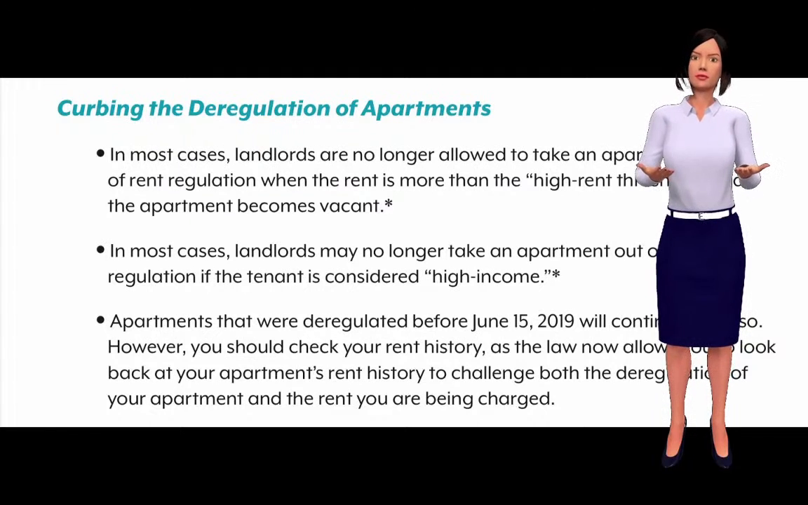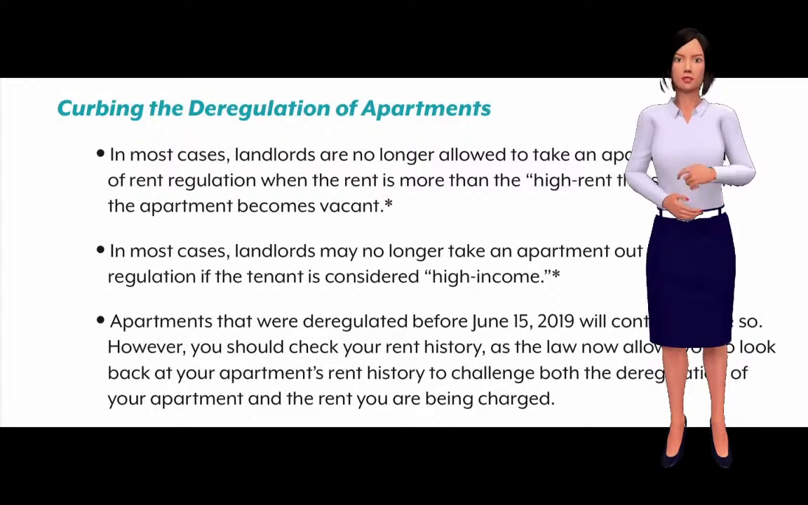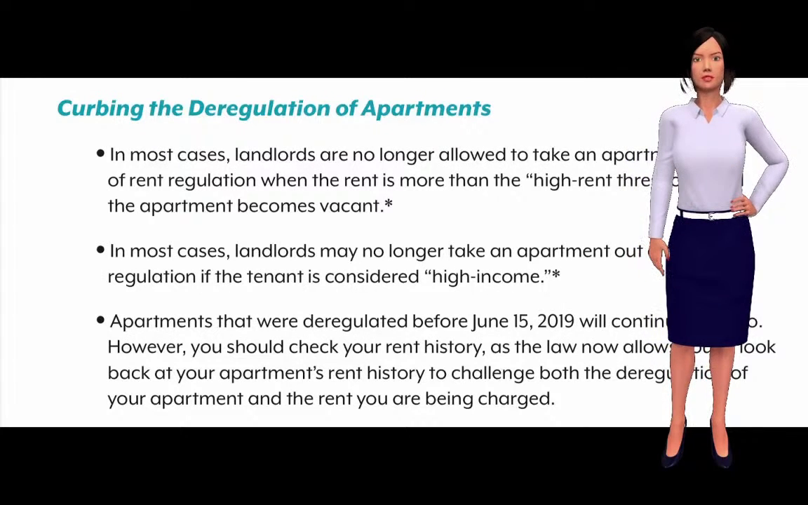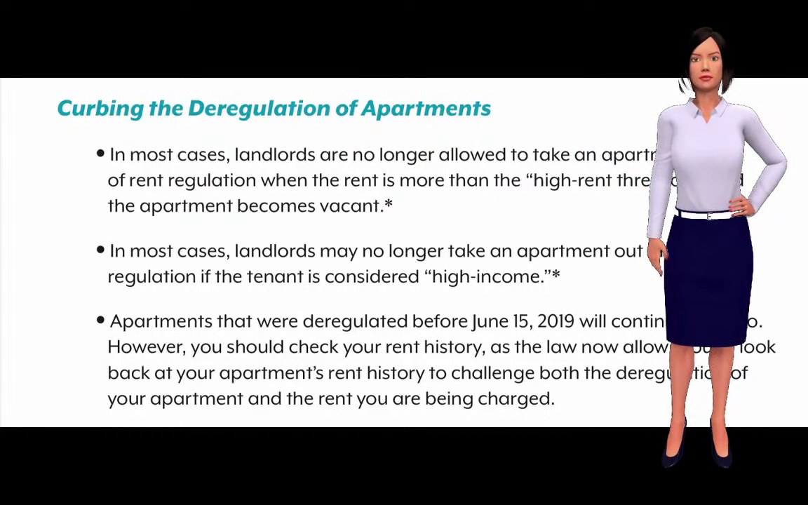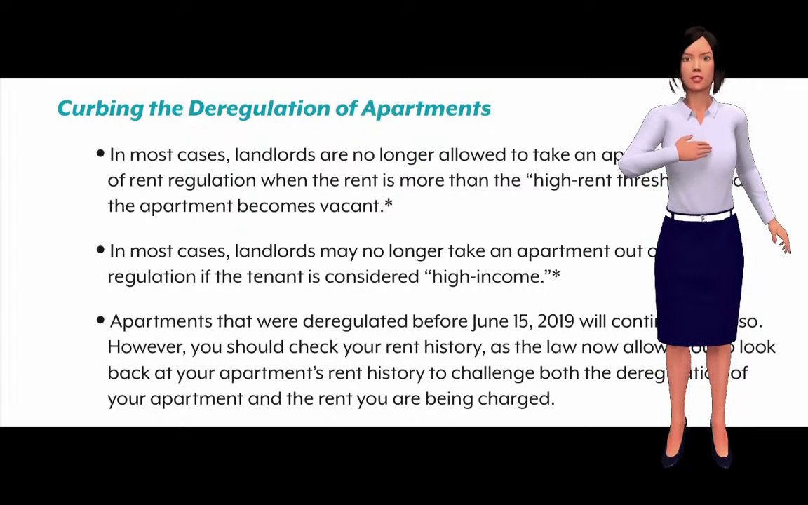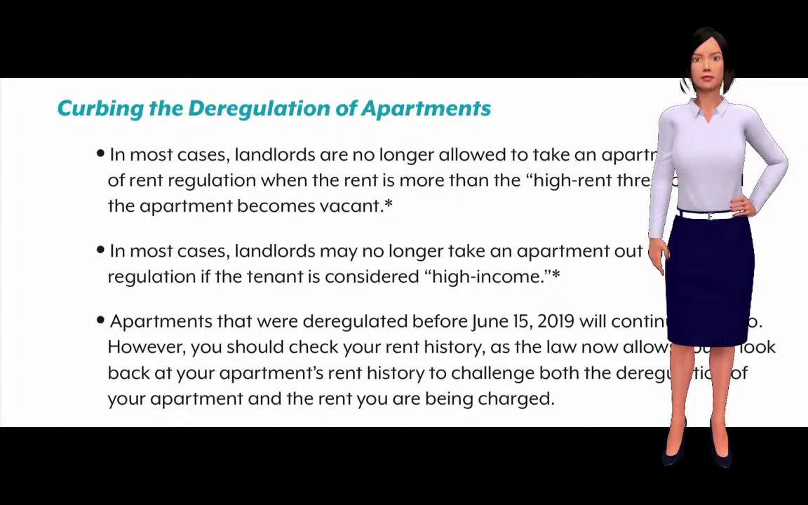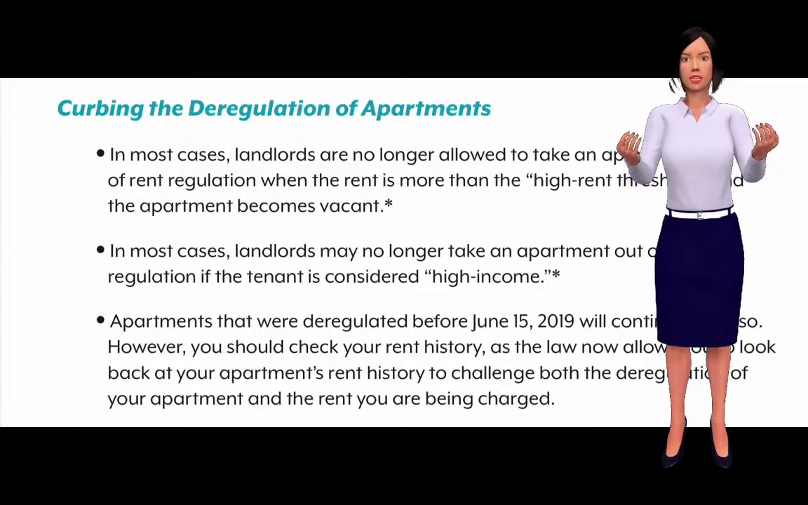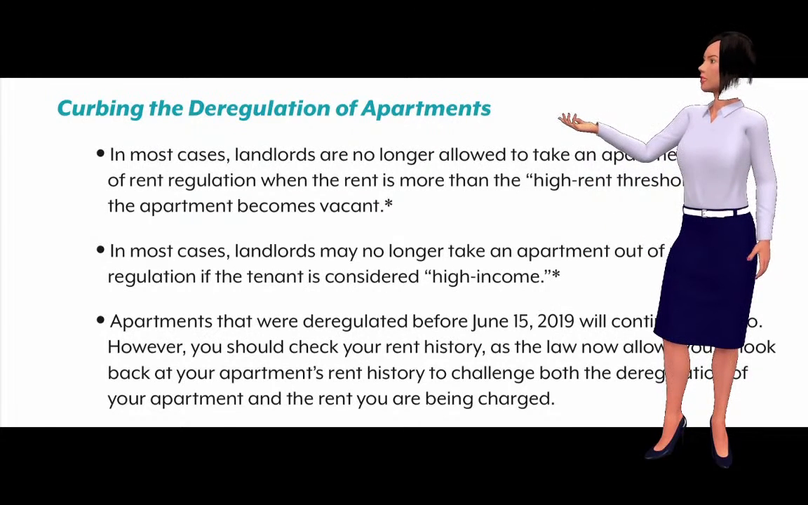Curbing the deregulation of apartments. In most cases, landlords are no longer allowed to take an apartment out of rent regulation when the rent is more than the high rent threshold and the apartment becomes vacant. In most cases, landlords may no longer take an apartment out of rent regulation if the tenant is considered high income. Apartments that were deregulated before June 15, 2019 will continue to be so. However, you should check your rent history, as the law now allows you to look back at your apartment's rent history to challenge both the deregulation of your apartment and the rent you are being charged.